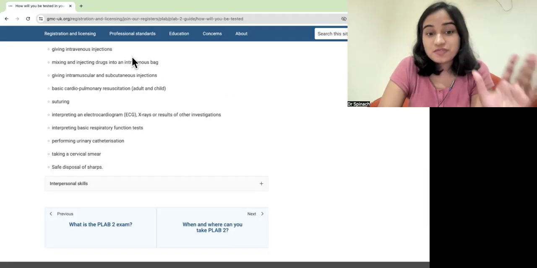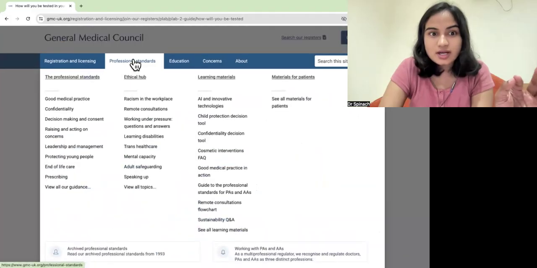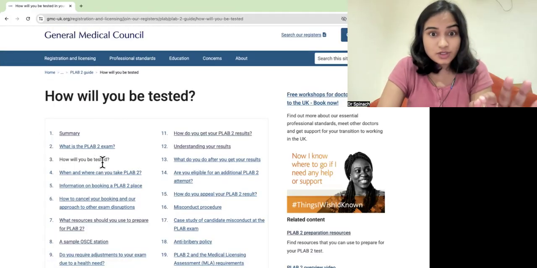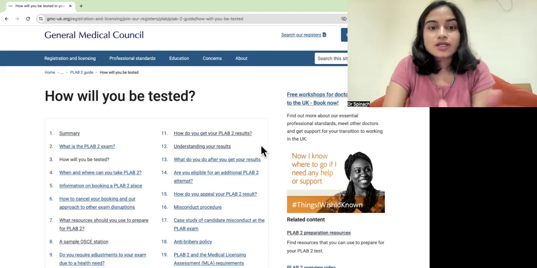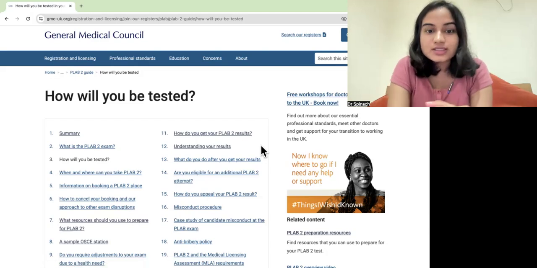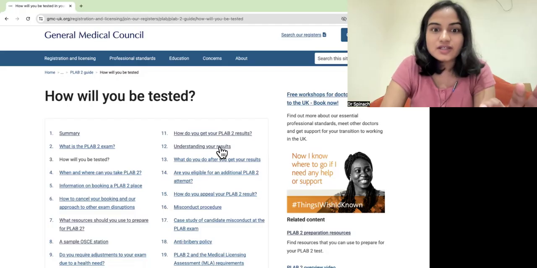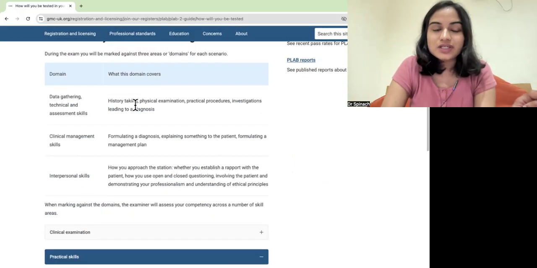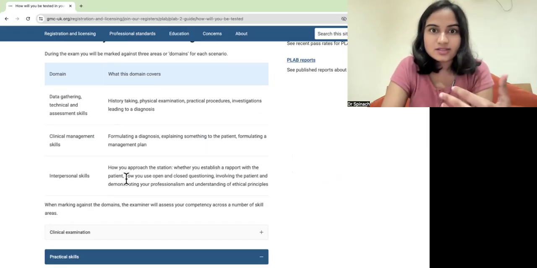Now, we have covered what you will be tested on. In our next video, we will cover the 12th point, that is understanding your results. Even if you have not given your exam, this part gives you an idea of how examiners mark you on the subdomains from these domains. So these are three major domains, and then there are many subdomains. We will cover that in our next video.